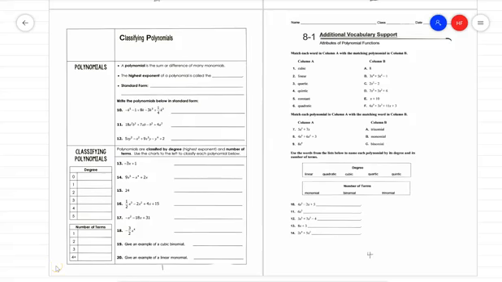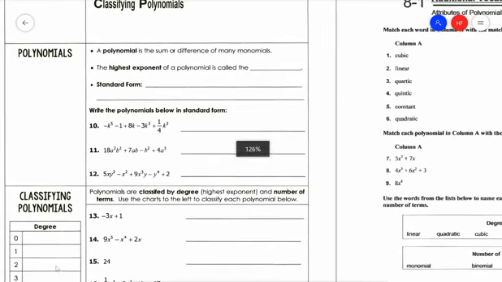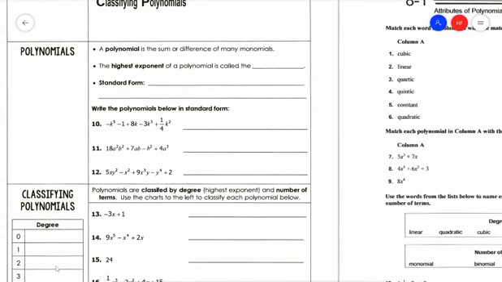Alright, today we are classifying polynomials, which is going to help us later when we start graphing these polynomials. When we classify polynomials, we classify them by two different things: by the degree and by the number of terms. We know that a polynomial is the sum or difference of many monomials. Monomials, remember, are one term. So the sum or difference of many one-term pieces.